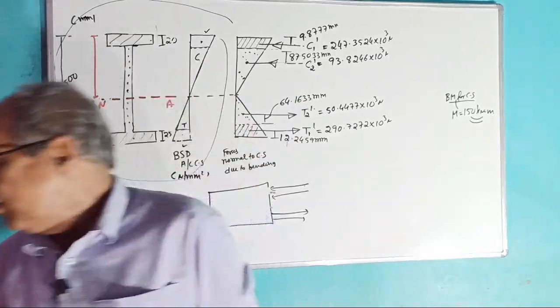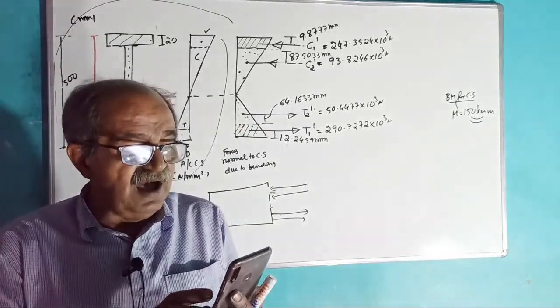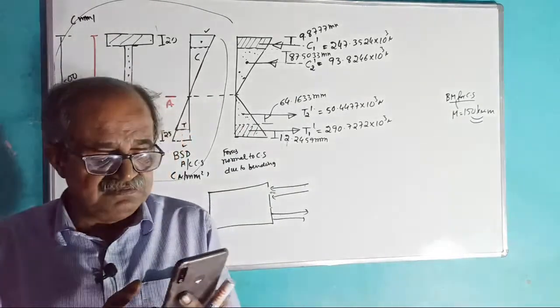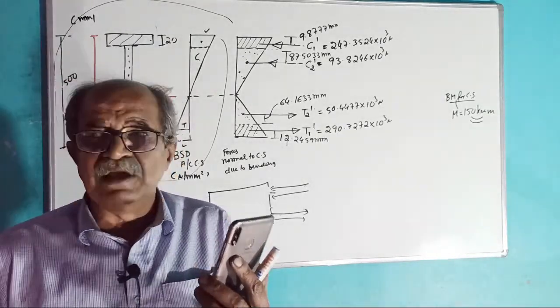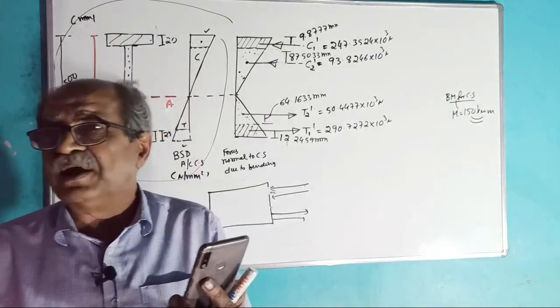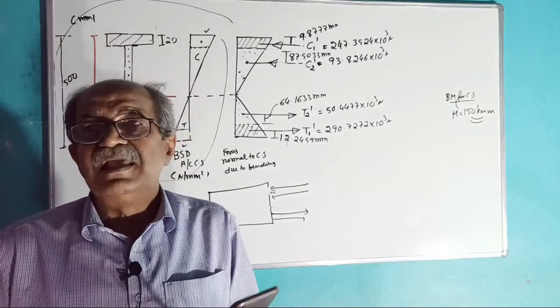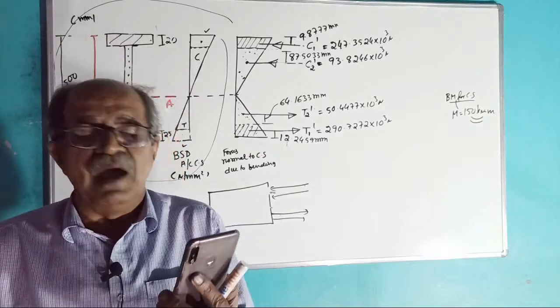Just tell me, clear or not? Clear? It is always along the length of the beam. First tell me, clear. You should tell clear. I am asking the question for two reasons. One reason, I want people to tell clear. Second, if any problem is there, like audio problem or video problem, I can make out.